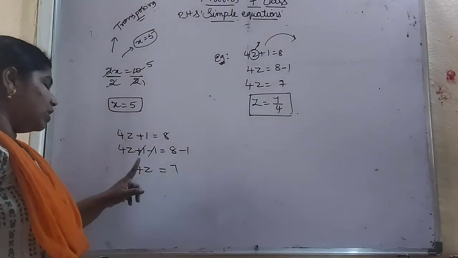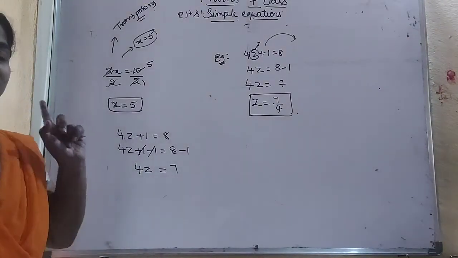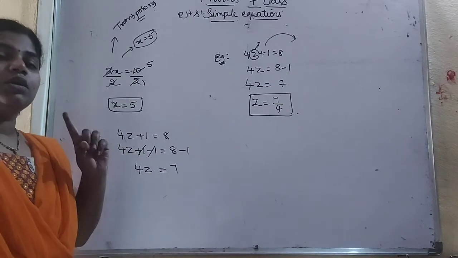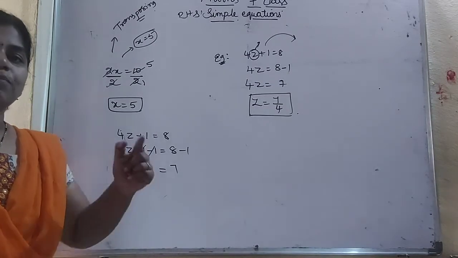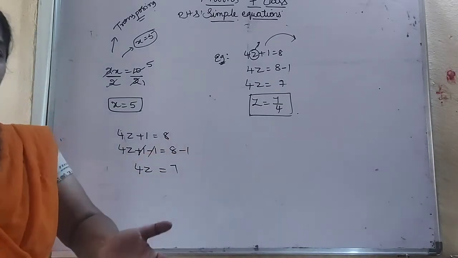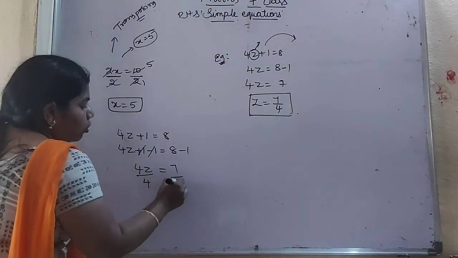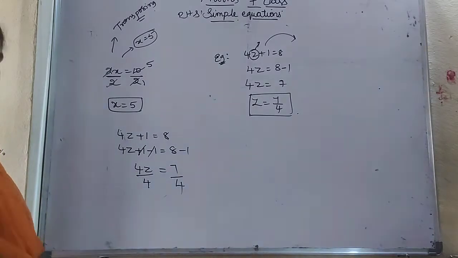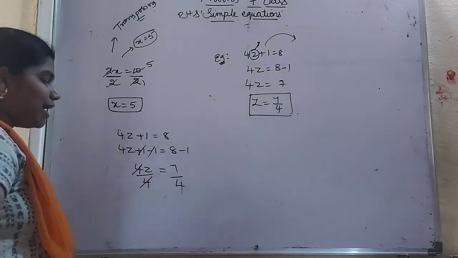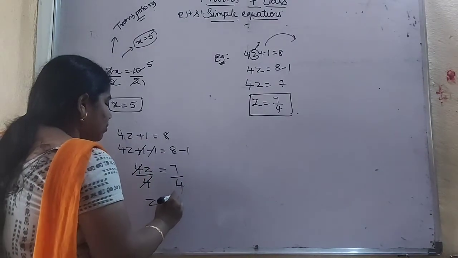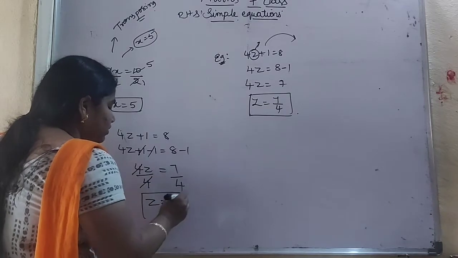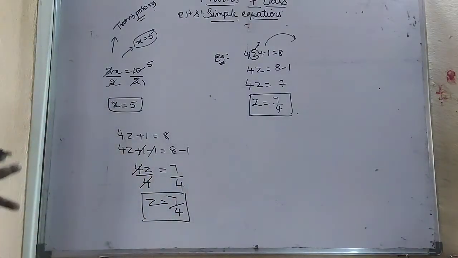Now 4z. Now z is linked with 4 and that is in the form of multiplication. So what is the transpose of multiplication? Transpose of multiplication is divide. So we have to divide by 4 on both sides. Okay. So now 4 will get cancelled. Here z value is how much? 7 by 4. So this is how you will equate the numbers on both sides and solve a simple equation. This is the without transposing method.